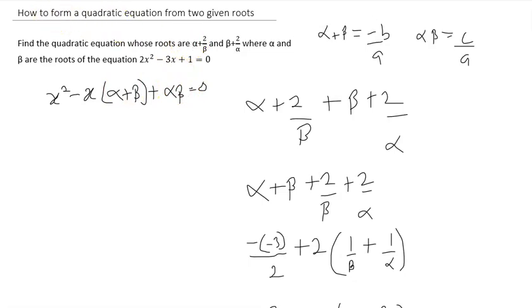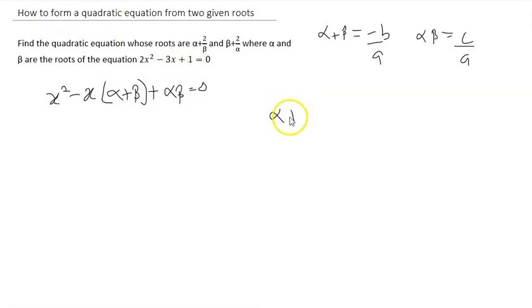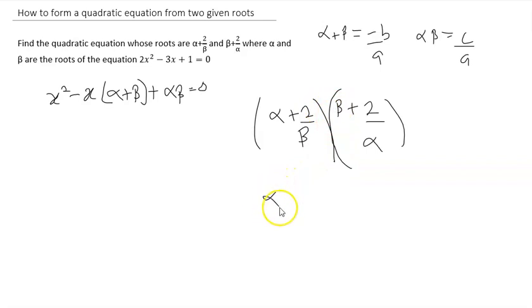So let's do that. So now plus 2 alpha, so we can put this in brackets. All right, so let's multiply this. So now alpha multiplied by beta, that will give us alpha beta, then alpha multiplied by 2 over alpha. Well, alpha will cancel alpha, so that will be plus 2. 2 over beta multiplied by beta, beta will cancel beta, that's plus 2. Multiplied by 2 over alpha is going to be 4 over alpha beta. All right, so this is what we have.